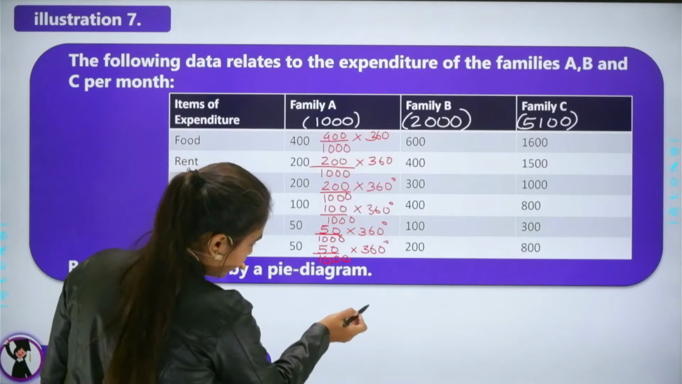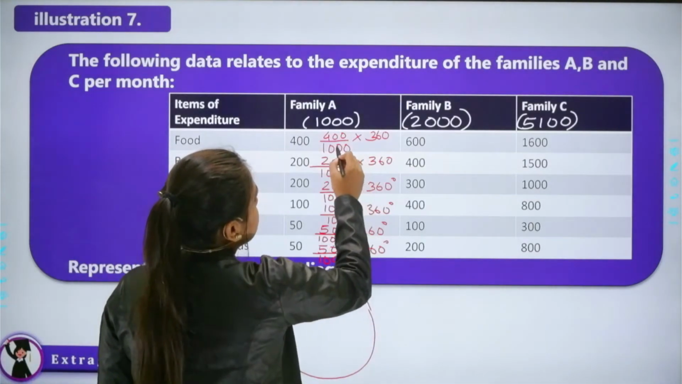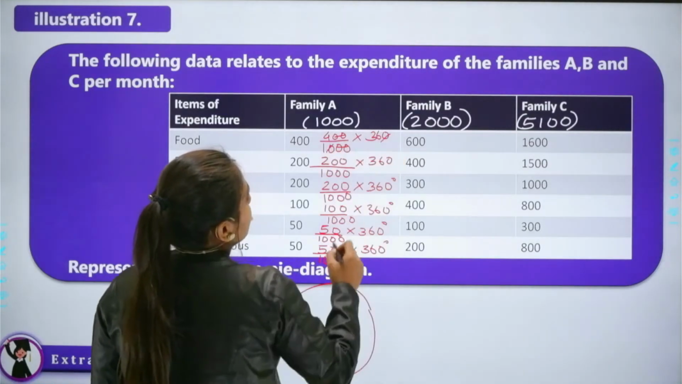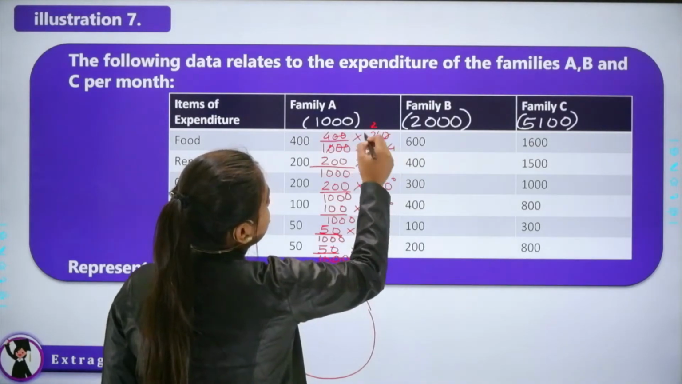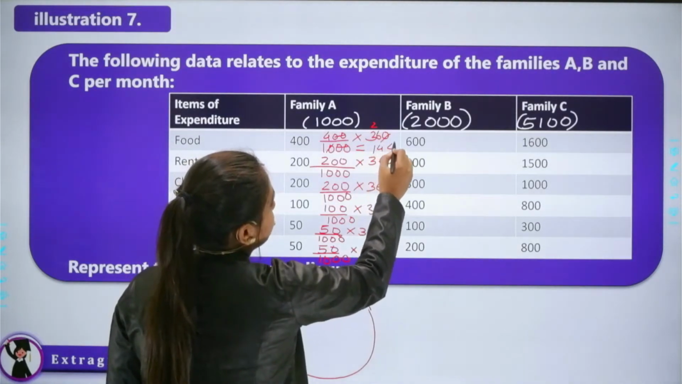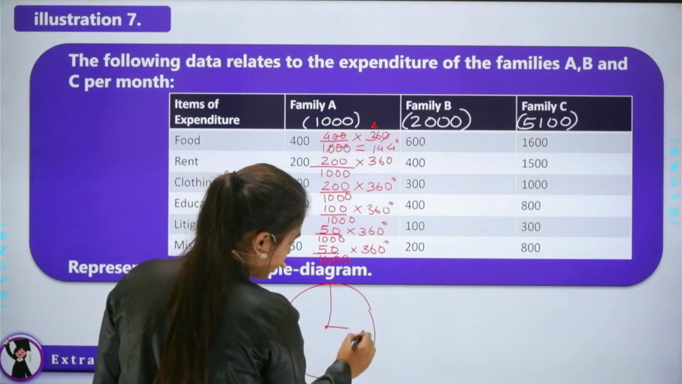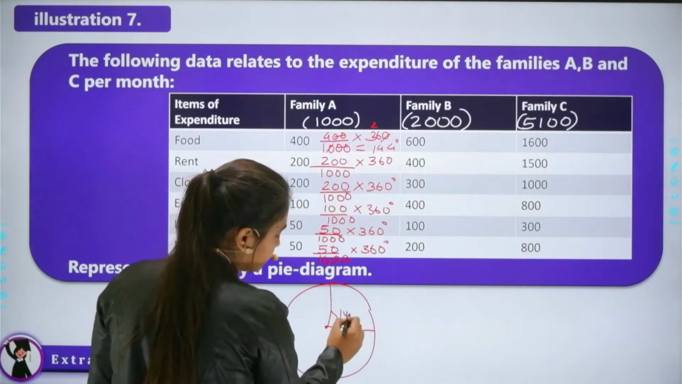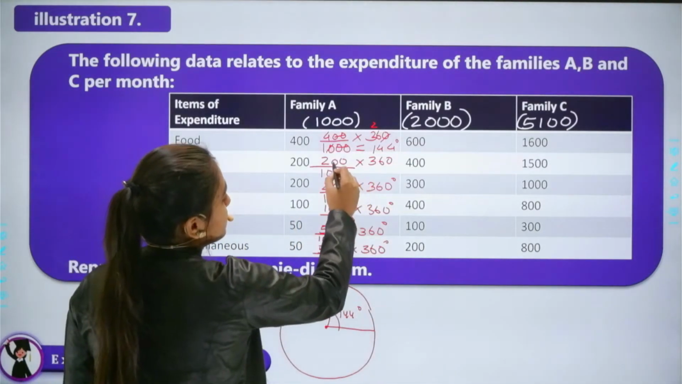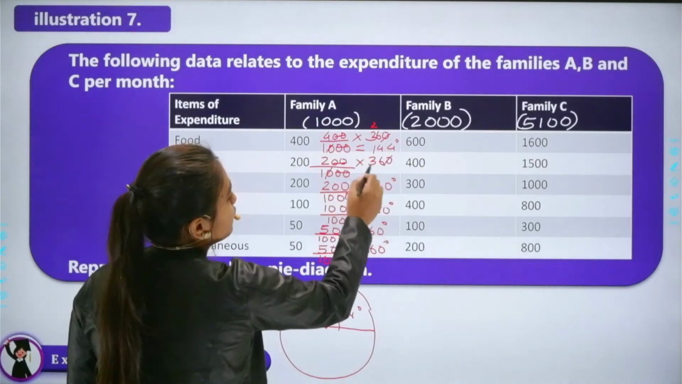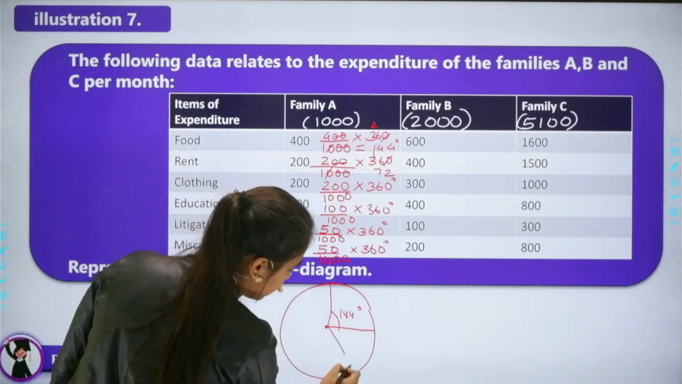So what are we going to get? First of all, cancelling these zeros, we get 4 into 36: 4 6s are 24, 4 3s are 12, 12 plus 2 is 14, 144 degree. So representing 144 degree here. Then we have this, cancelling this, we have 2 6s are 12, 2 3s are 6, 72 degree. Represent 72 degree.